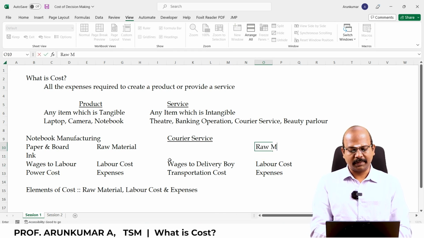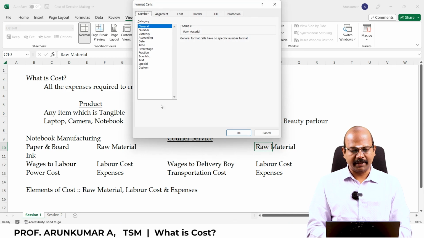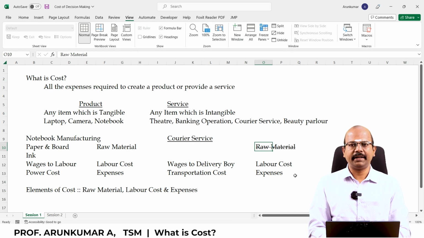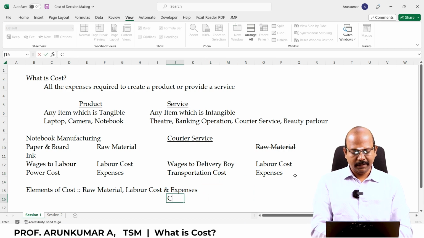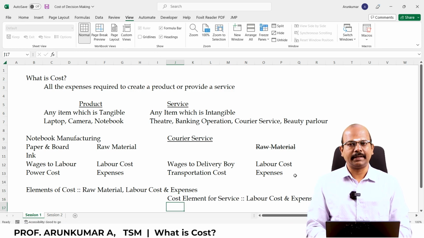Here there is no concept of raw material. It is not alone with courier service. Predominantly in most of the services, whatever we are providing, there won't be any raw material requirement. So you first understand that there won't be a raw material requirement with respect to provision of service, and predominantly raw material is required for producing a product. So with respect to service, the cost elements for the service industry will predominantly be labor cost and expenses, nothing else. These alone will be incurred.